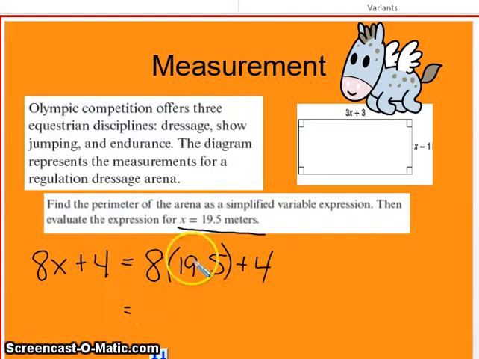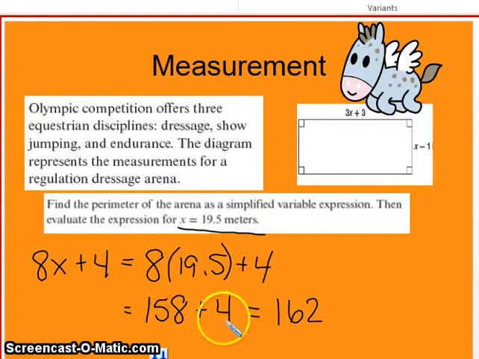Now to simplify this, first I'm going to do multiplication because that comes first in my order of operations. And 8 times 19.5 gives me 158. And then I've got plus 4, so finally I'll do my addition. 158 plus 4 is 162. Now I need some units, and I know perimeter measures length, and my length units here are meters, so my unit is meters. So that arena, if x is 19.5 meters, is 162 meters in perimeter.